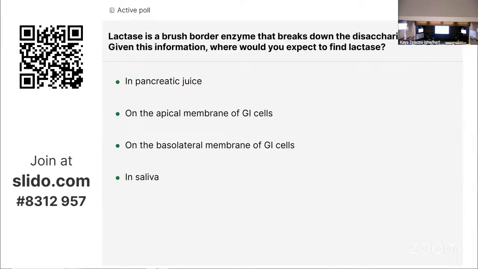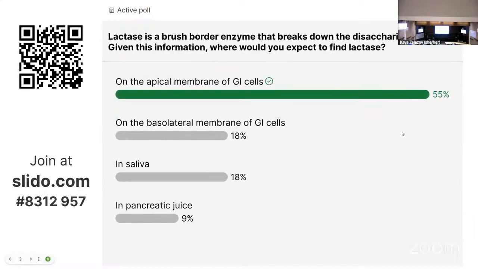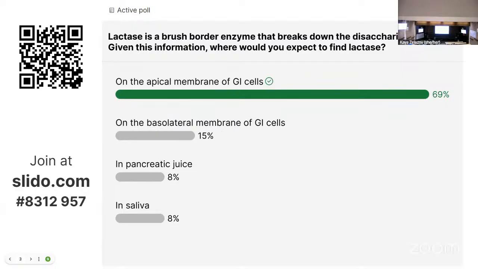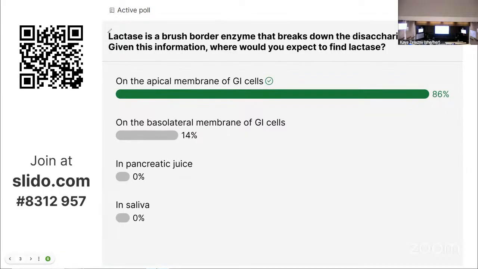Okay, let's take a look. Oops, did I say it out loud? I totally did. Okay. Well, the way you would get to this, it's going to be on the apical membrane of your GI cells, going to be in the small intestine where our absorption is really happening in that first 20%.